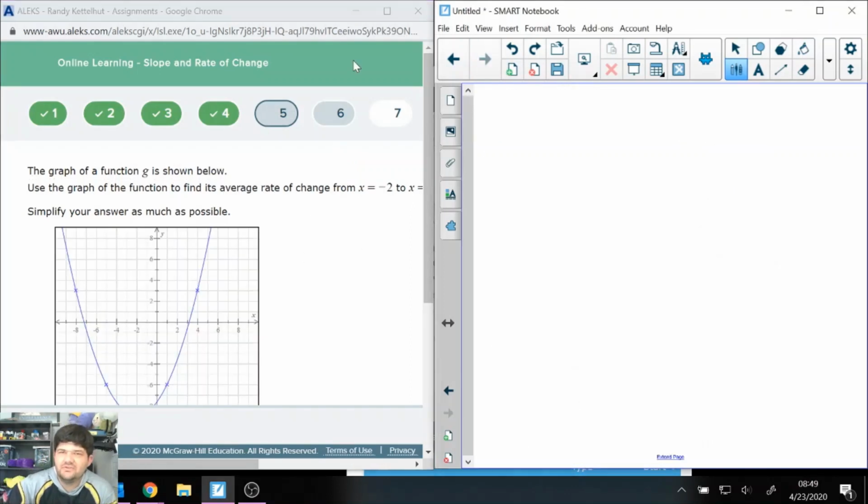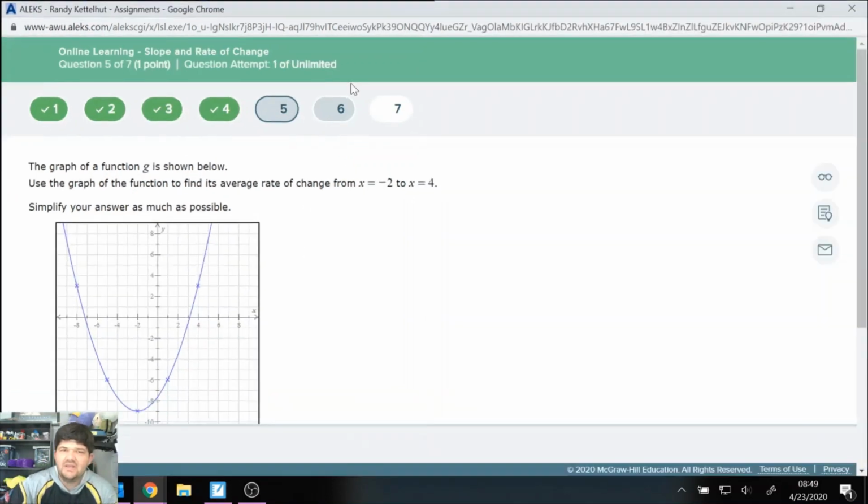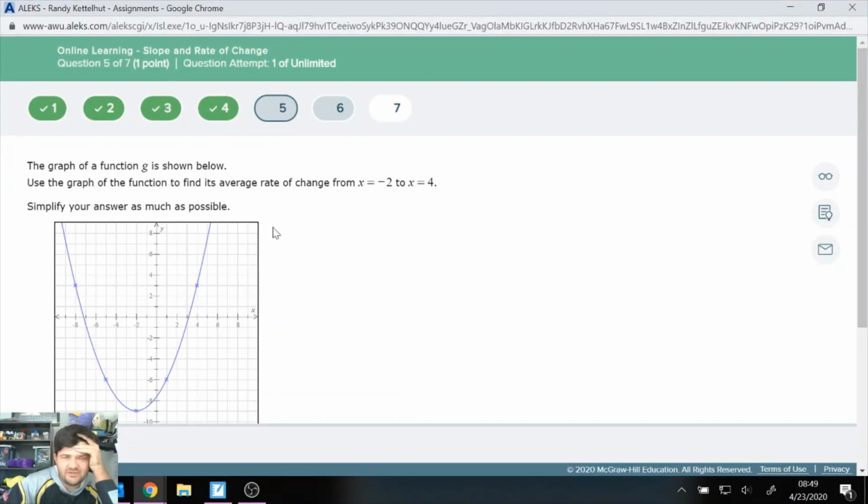This one we can just do graphically, it looks like. The graph of the function g is shown below. Use the graph of the function to find its average rate of change. Average rate of change, that's key right there. Average rate of change from negative 2 to 4.